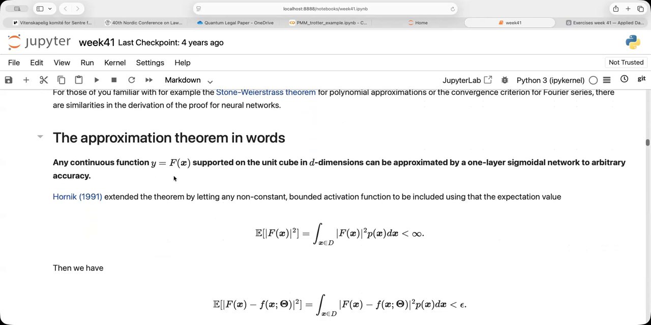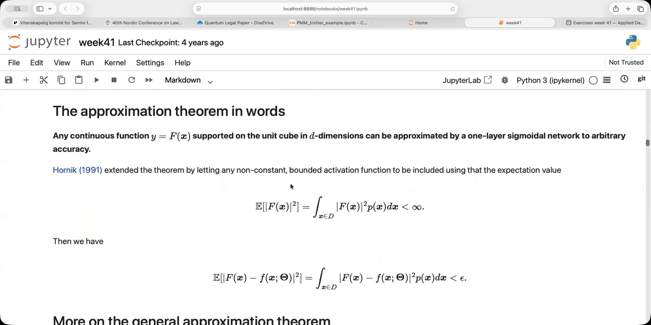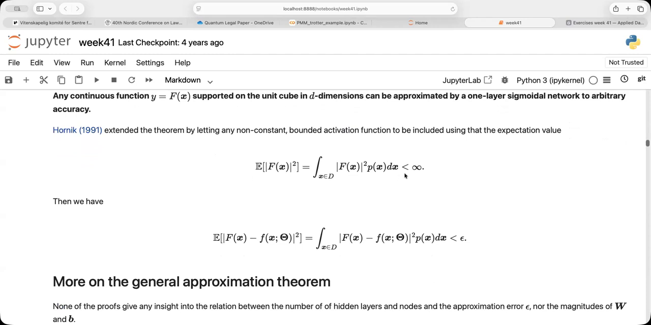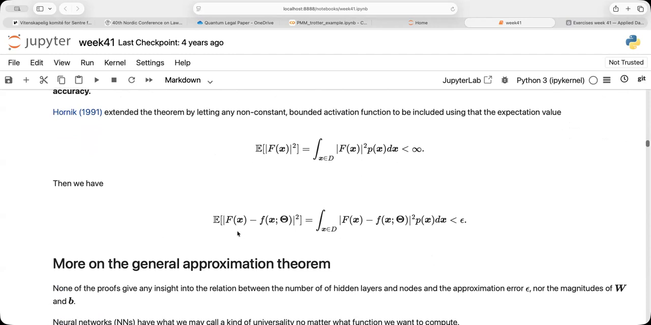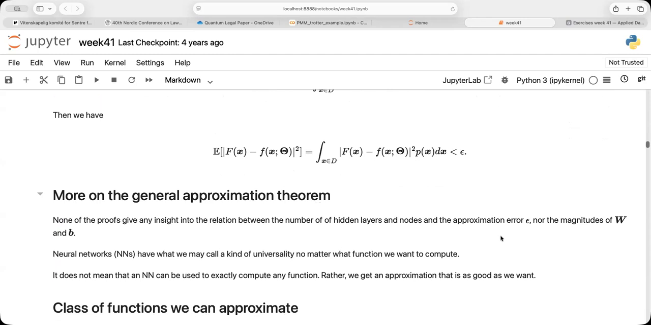So what you can say then, and this was actually extended later by Hornik, is that any continuous function supported on the unit cube in d dimensions can be approximated by a one-layer sigmoidal network to arbitrary accuracy. And what Hornik did was actually to extend the theorem by letting any non-constant bounded activation function be included, using that the expectation value of the function is smaller than infinity, and then you can show that this expectation value is smaller than a quantity epsilon. And that's the generalization of the theorem.